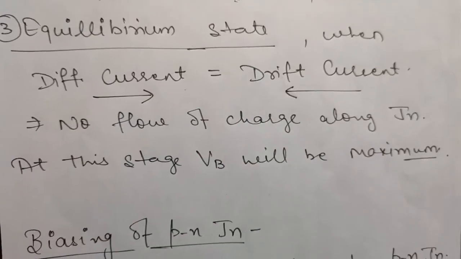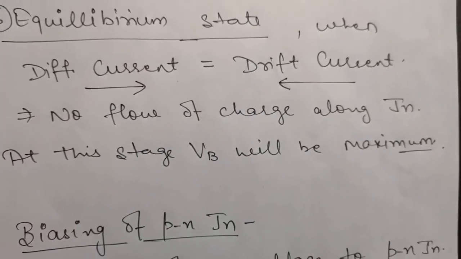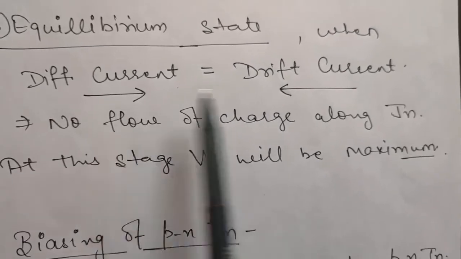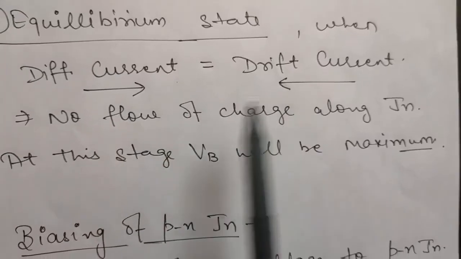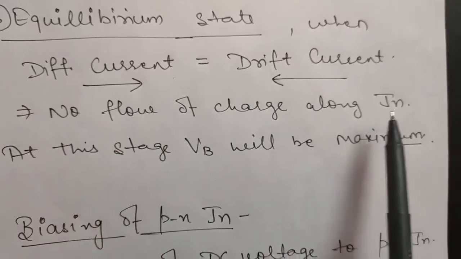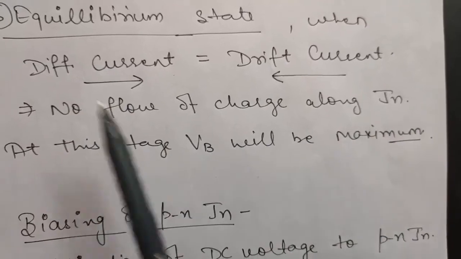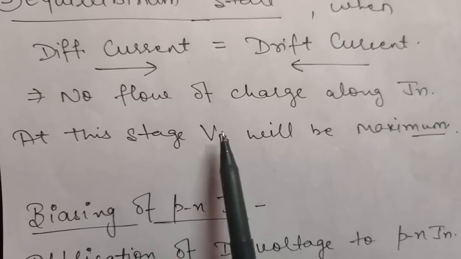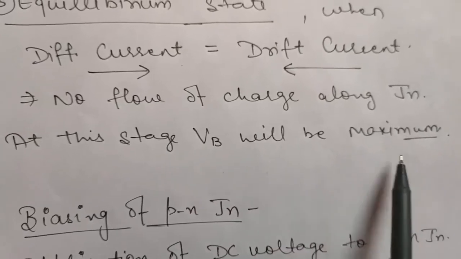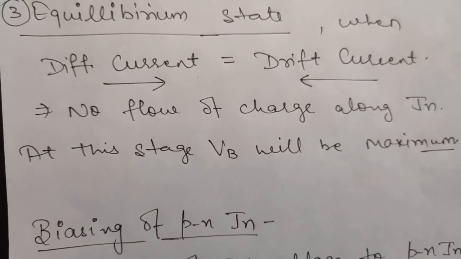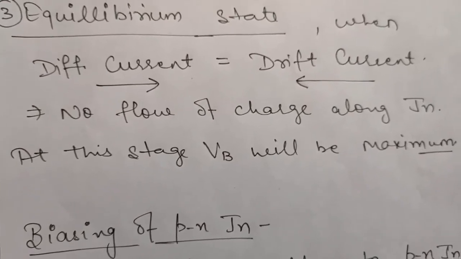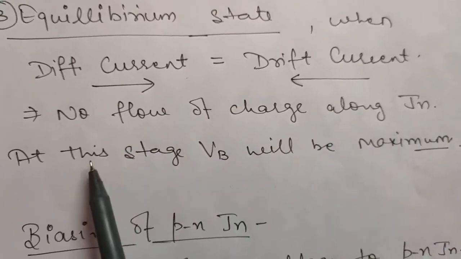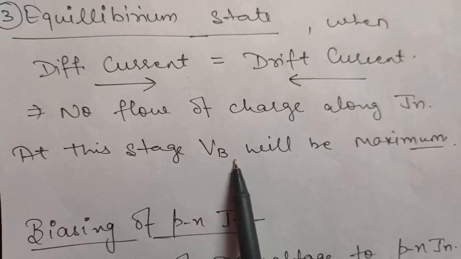And obviously if two currents in opposite directions have become equal, then what will happen? That means there will be no current because the net current will be zero, or you can say there will be no flow of charge along the PN junction when the equilibrium state has been reached. And at this state the value of the potential barrier will be maximum. So you can say when your PN junction diode is in the equilibrium state, that means there is no flow of charge carriers along the junction and the value of your potential barrier will be maximum.